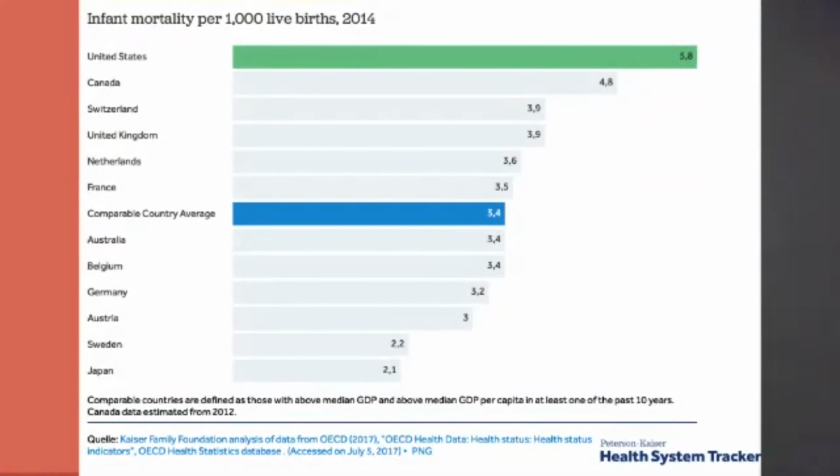Here's another chart that shows developed countries and infant mortality rate per 1,000 births from 2014. You can see that the United States is actually on the higher side of developed countries. We had 5.8 in 2014, where countries like Japan and Sweden were down to 2.2 and 2.1. The average developed country is about 3.4 according to the Health System Tracker.